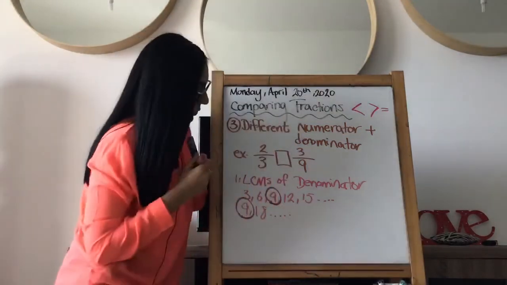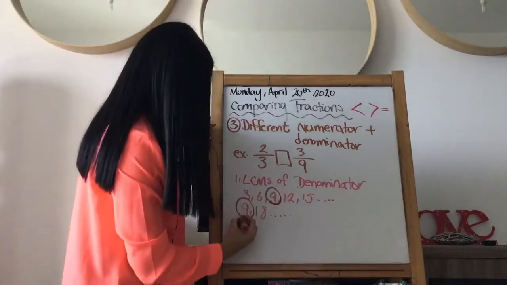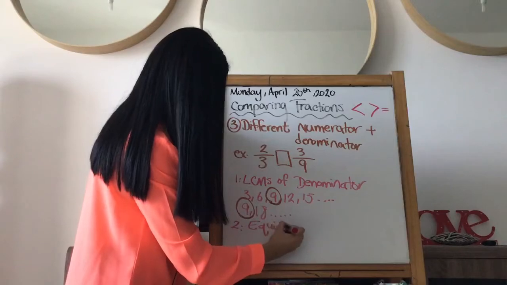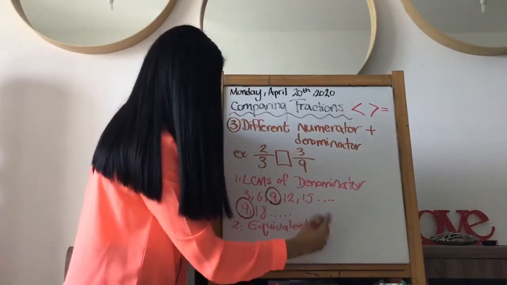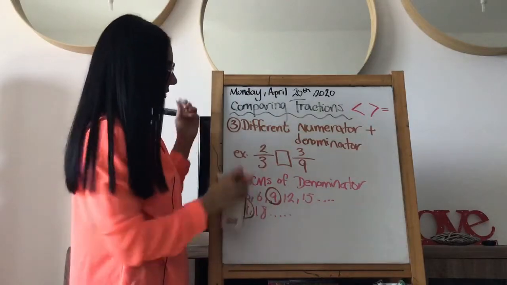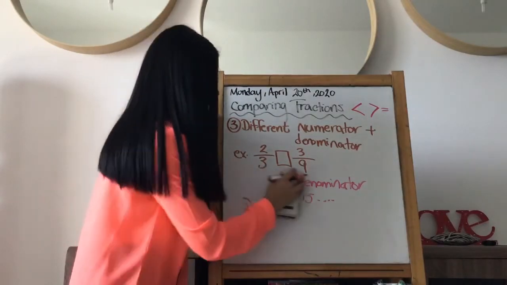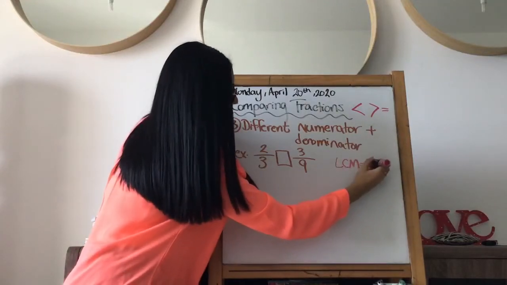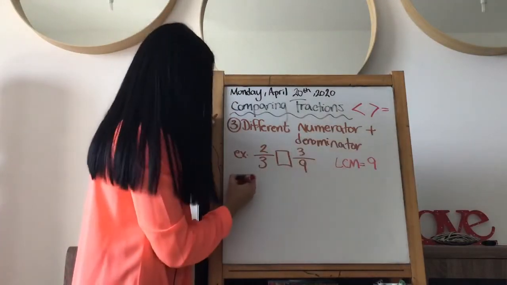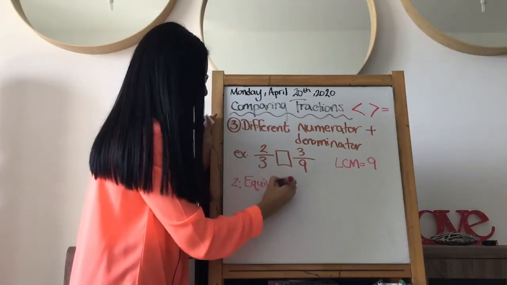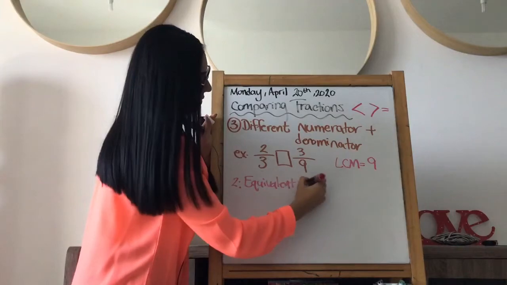Then you need to do equivalent fractions. Actually, you know what? I'm going to do this on the next page. Okay? So far, 2/3, I'll leave this. So 9 is my LCM. I'll write that here. LCM is equal to 9. Okay? So step 2, you need to do equivalent fractions.